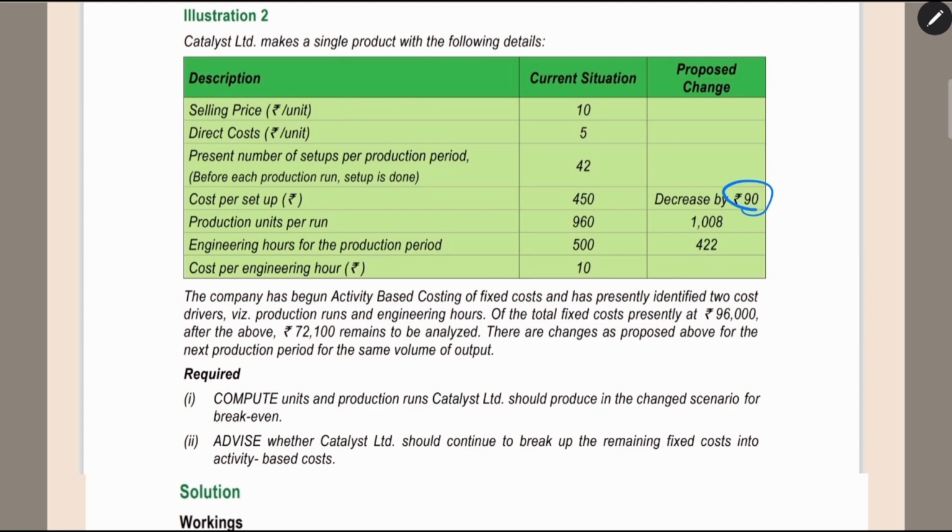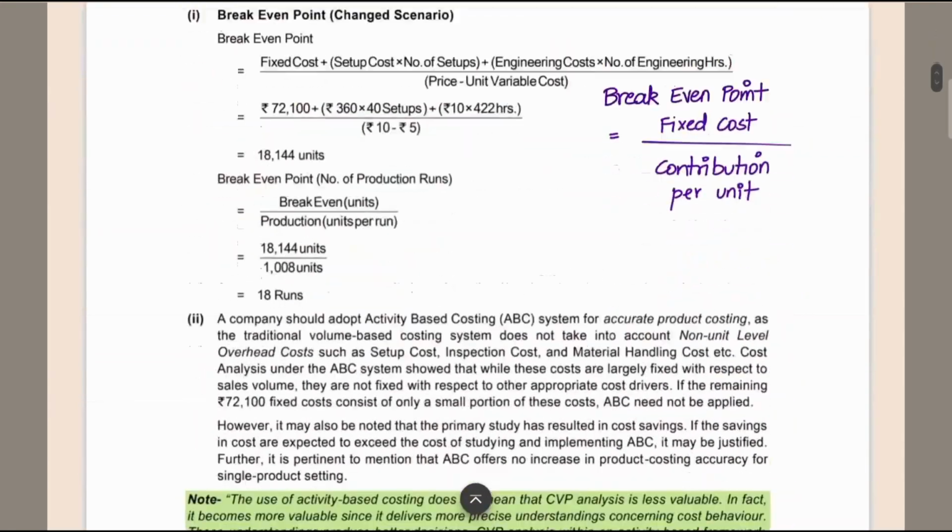Let us read the additional information. The company has begun activity-based costing of fixed cost and has presently identified 2 cost drivers, production runs and engineering hours. Of the total fixed cost presently at 96,000, after the above, 72,100 remains to be analyzed. There are changes as proposed above for the next production period with the same volume of output. Now let us understand the question in a deeper manner.